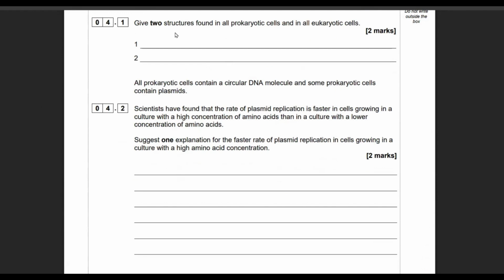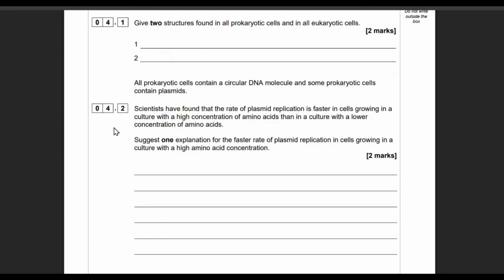Okay, 4.1. Give two structures found in all prokaryotic cells and in all eukaryotic cells. So we're looking at structures here. So we could go with cytoplasm, although don't spell it wrong. So cytoplasm. And what else? Ribosomes. Remember, prokaryotic have 70S and eukaryotic have 80S. Now, we might say to ourselves, is cytoplasm a structure? Well, yeah, it's a fluid, but it contains lots of proteins and glycogen and enzymes and things. And of course, the cell membrane. We find that in both, don't we? Both have a bilayer with phospholipids.